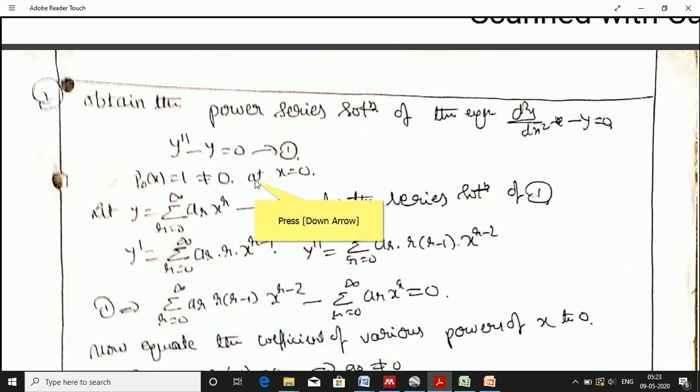Actually, they are not asking the problems on power series method or Frobenius method, but we are using these methods to solve the two differential equations. One is the Bessel's differential equation and another is the Legendre differential equation.